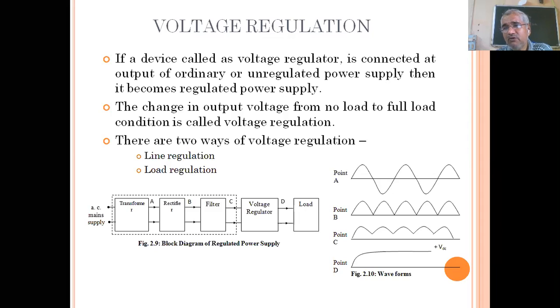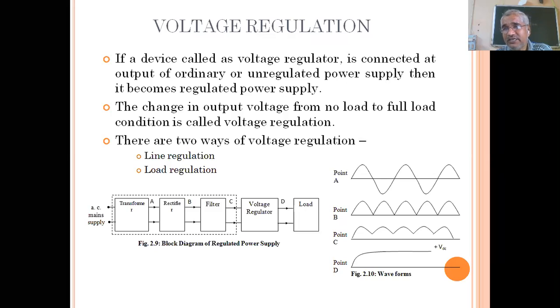If the transformer converts AC high voltage into the low voltage, it is called as the step down transformer. And if the transformer converts low AC voltage into the high AC voltage, it is called as the step up transformer. But our general requirement is step down transformer, the transformer which converts higher value of AC voltage to the lower value of AC voltage.